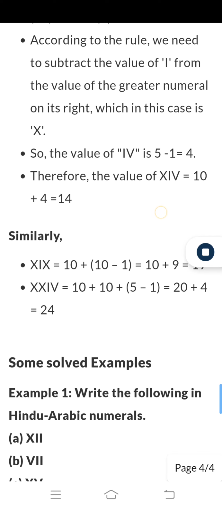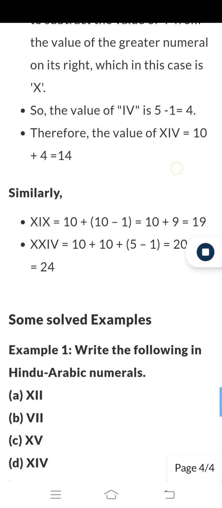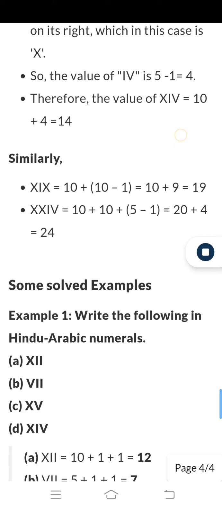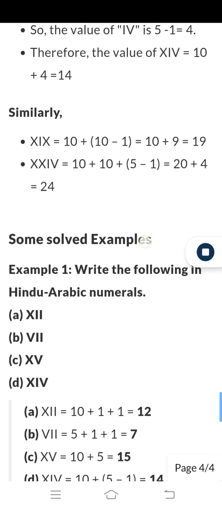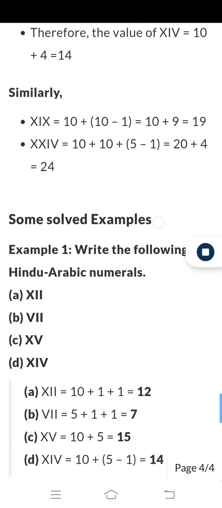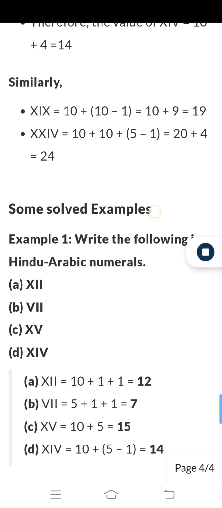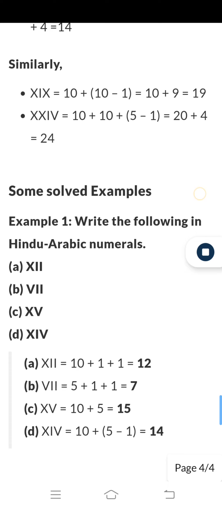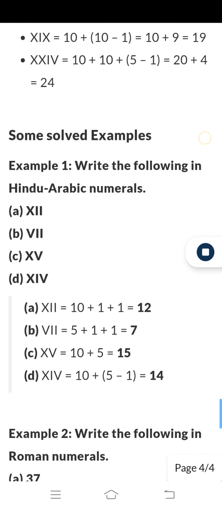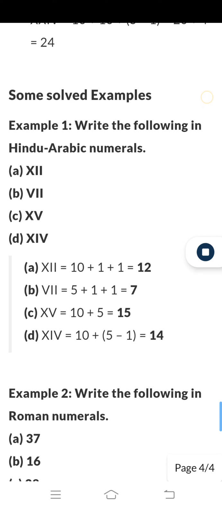According to the rule, we need to subtract the value of I from the value of the greater numeral on its right, which in this case is V. So, the value of IV is 5 minus 1 equals 4. Therefore, the value of XIV equals 10 plus 4 equals 14. Similarly, XIX equals 10 plus IX, which is 10 plus 9 equals 19. XXIV equals 10 plus 10 plus IV, which is 20 plus 4 equals 24.